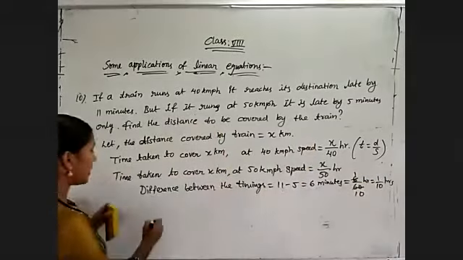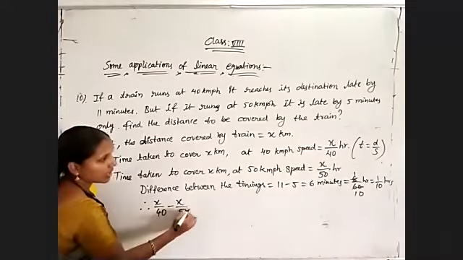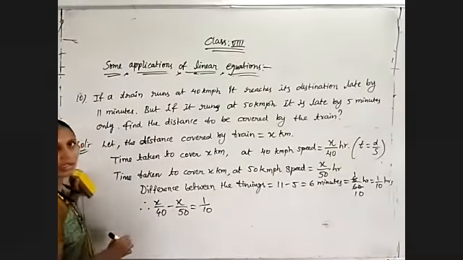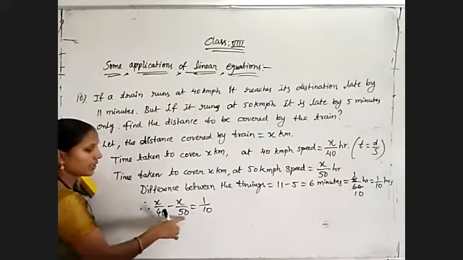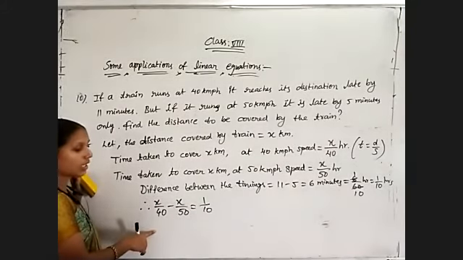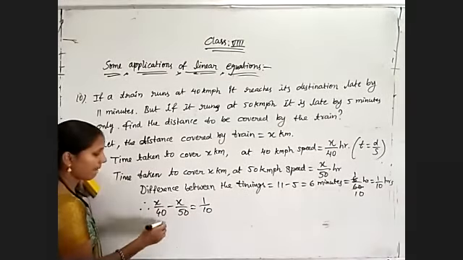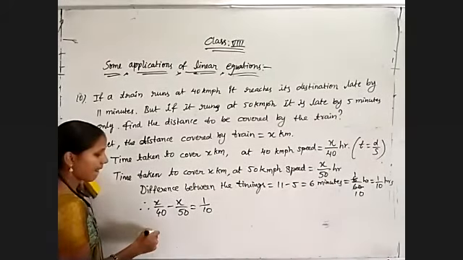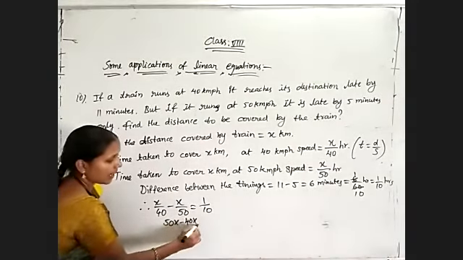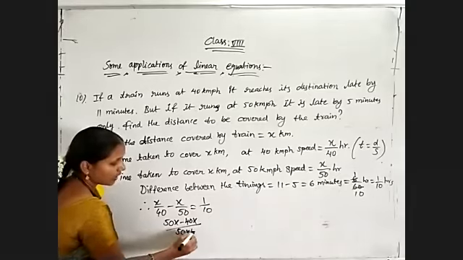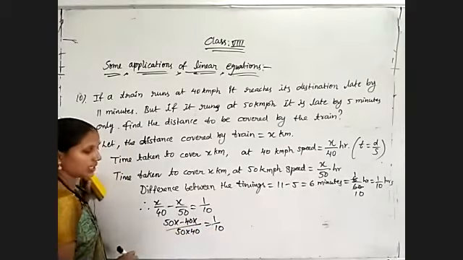So the difference between them, that is x by 40 minus x by 50, is equal to 1 by 10. Okay, so now go through with the cross multiplication. So here, if you are taking the LCM of 50 and 40, then you will get 50x minus 40x by 50 into 40 is equal to 1 by 10. Now bring this 50 into 40 to this side and simplify.